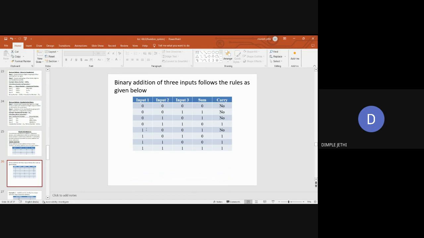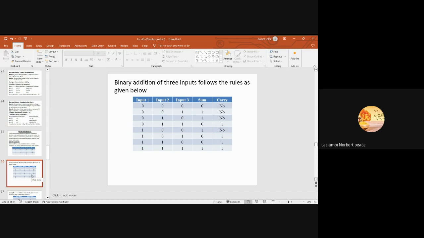If this is 100, the answer is 1, no carry. 101, again there are two ones, so 1 plus 1 is 0 and carry is 1. Right? 110, two ones are there, so 1 plus 1 is 0 and carry 1. If all three are 1, then the answer is 1 and carry is also 1. This is the rule of binary addition with two digits and with three digits. Clear?